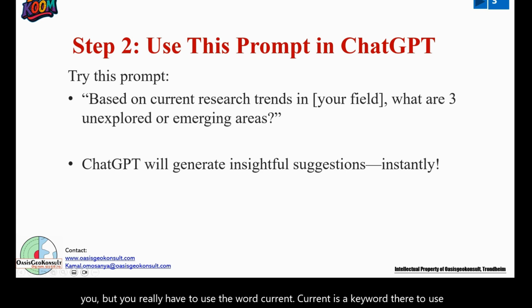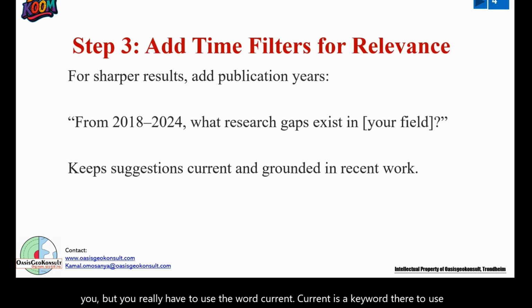The next step is to limit it, to filter it based on years. So you can add to the prompt by saying from 2018 to 2024, what are research gaps that exist in the field of seismology, for example, or in the field of petroleum geology, for example. And you can even instruct the prompt to keep the suggestions current and grounded in recent work. That way you are limiting the prompt to very recent works and very detailed work also.